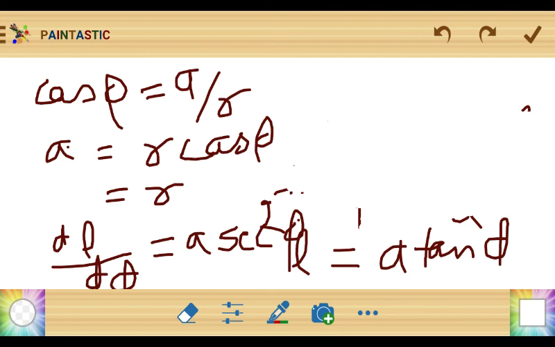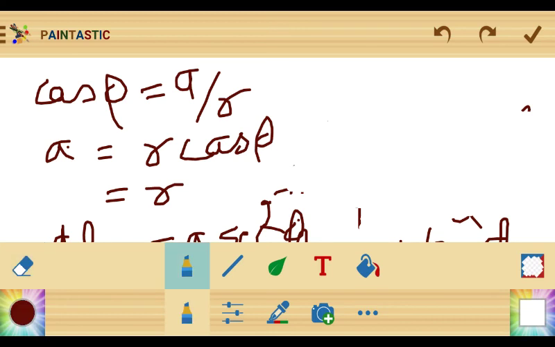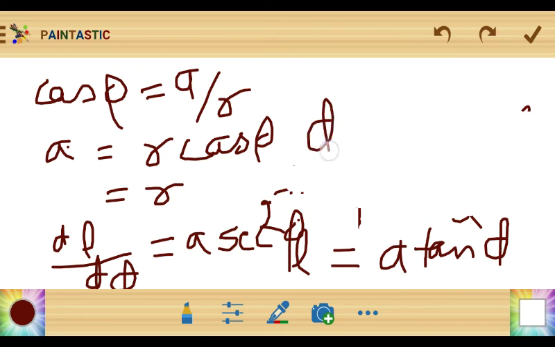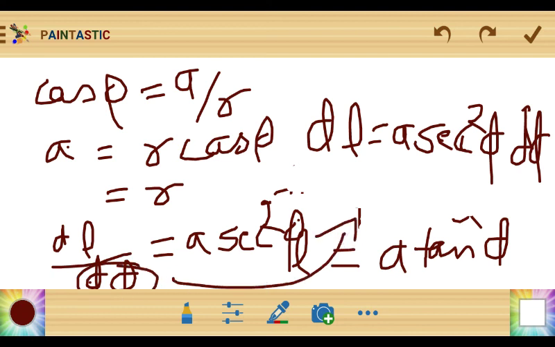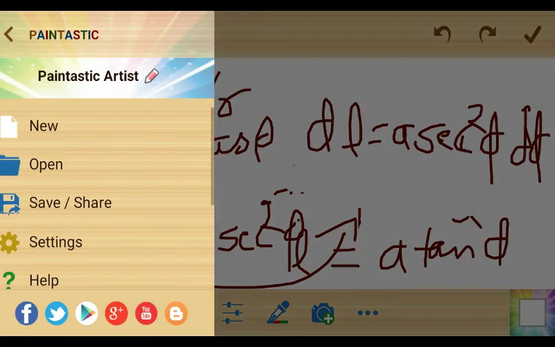Or simply from this equation only I am doing. So I can write dl is equal to a sec square phi d phi. I'm just cross multiplying. This d phi is common to here. So dl is equal to a sec square phi. There are so many things, you can check out your textbook even.